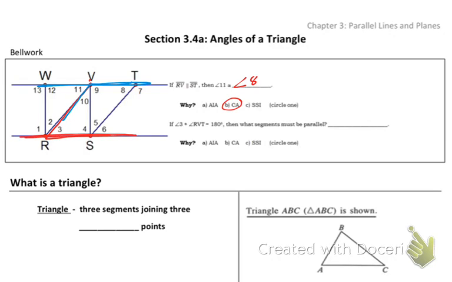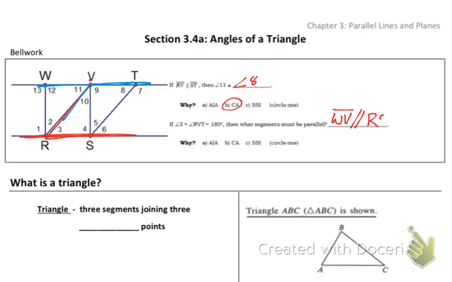Then what segments must be parallel? Well, I colored it in, didn't I? Would it be WT and RS? Sure. Or could you do VT and RS? Yep. You could do any one of those. Anything from up here, pick 2 letters from up here. I'll just pick WV. And I'll say it's parallel to, well, there's only 2 letters down here, so I'll call it RS.